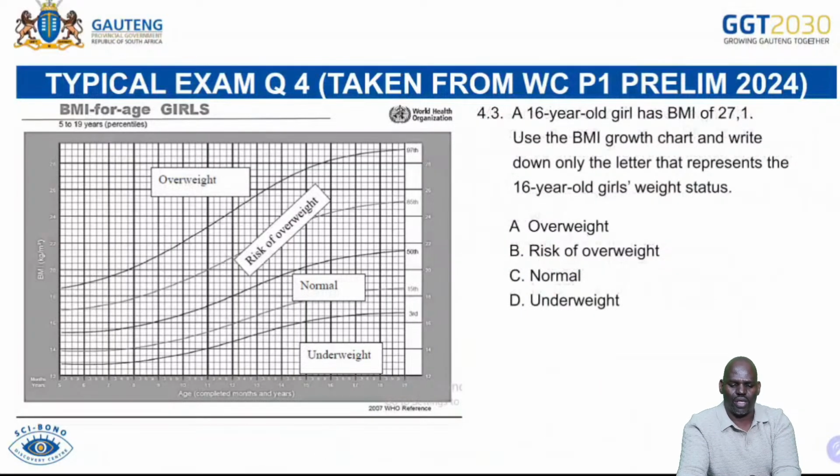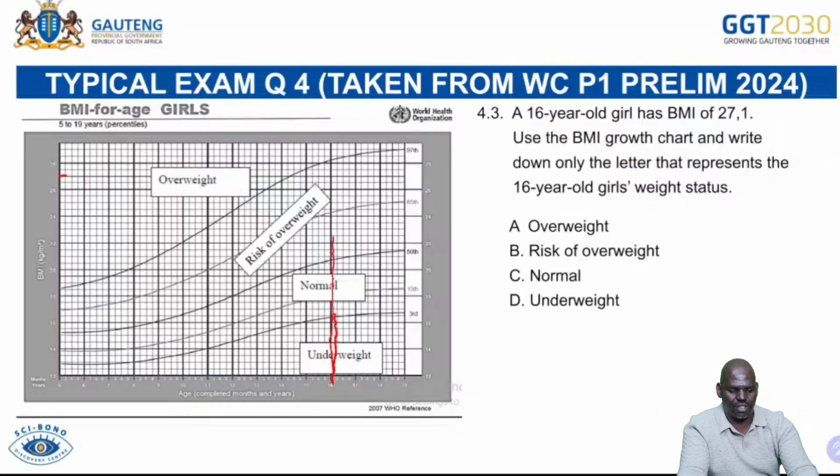Now, the next one is a 16-year-old girl has a BMI of 27.1. So in this case, I've got 24, I've got 26. Okay, so 27 will be somewhere here. Okay, 27.1. Then the girl is 16 years. So here's my 16 years. Sorry, I know that the graph might not be that clear, but this is where I'm getting my 16 years. So I must go up. Sorry, it must be a straight line.